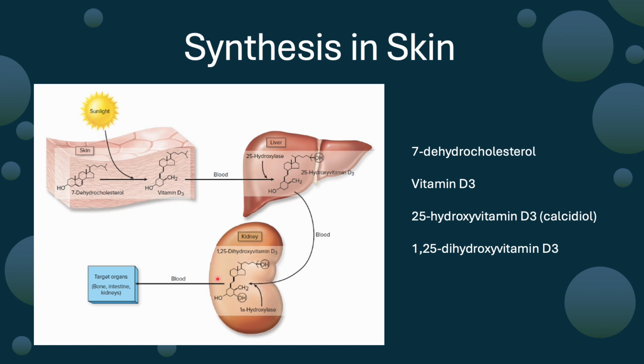So from the kidneys, we can take this active vitamin D and send it to the target organs, typically being bone, intestine, and kidneys. And as we'll look at in just a moment, this whole process is really regulated by blood calcium levels and a hormone, parathyroid hormone, which is very important in regulating vitamin D synthesis and the action of vitamin D.